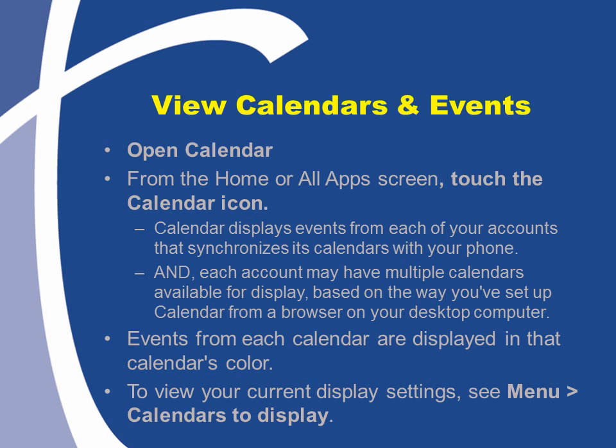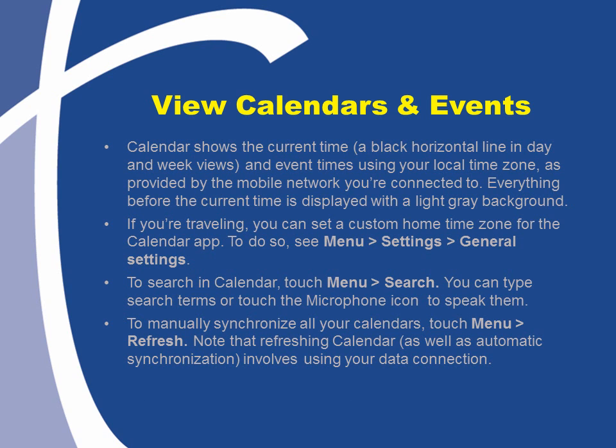Events from the calendar will be displayed in that calendar's color. So if you have multiple calendars synced up with yours, they will still show up with the same color coding that you set on your desktop unit. And then go ahead and click on Menu, Calendars to Display if you want to look at a different calendar.